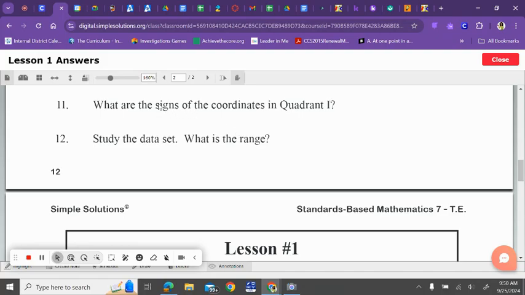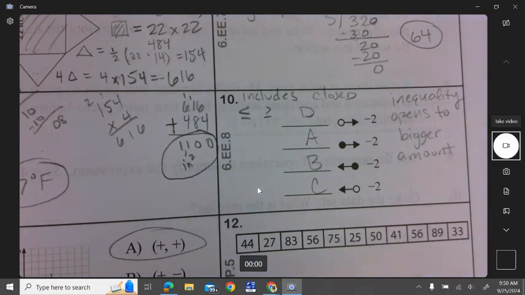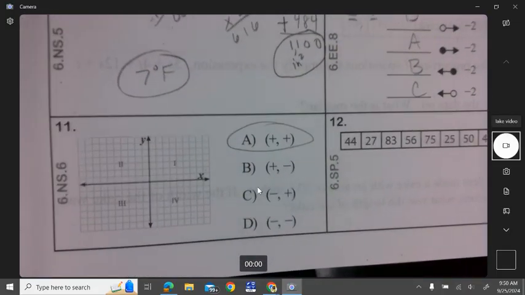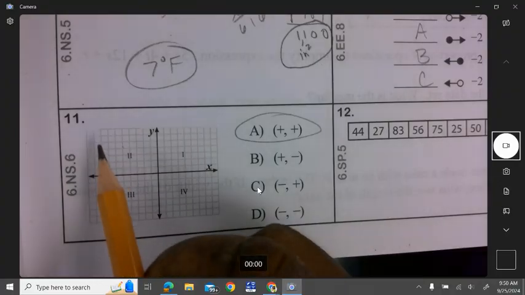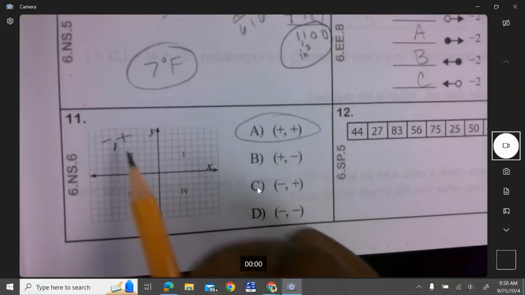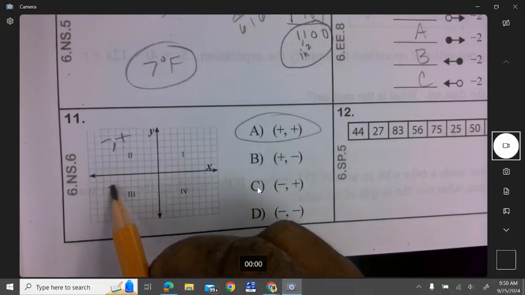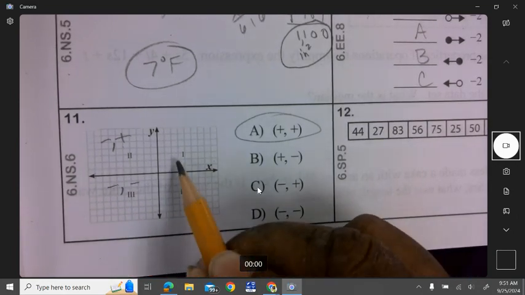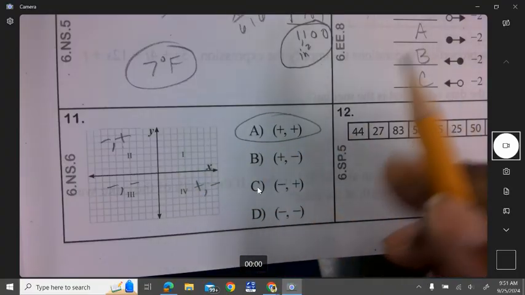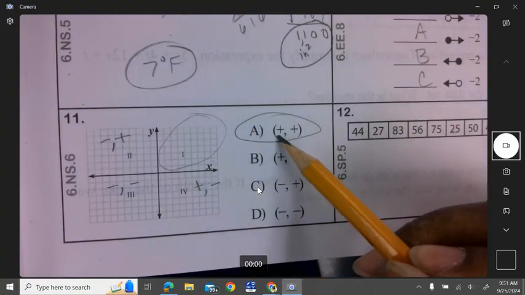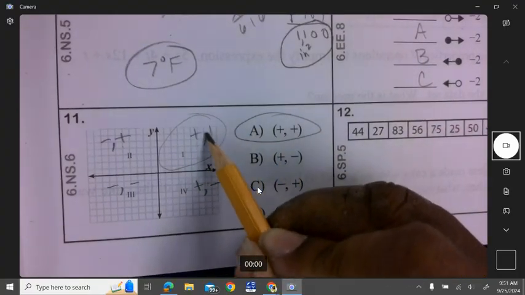For number 11, they want to know the signs. That's positive or negative. That's what they're referencing. Here will be negative, comma, positive. Here, negative, comma, negative. Here will be positive, comma, negative. So it's asking about quadrant 1, so it'll be positive, comma, positive.